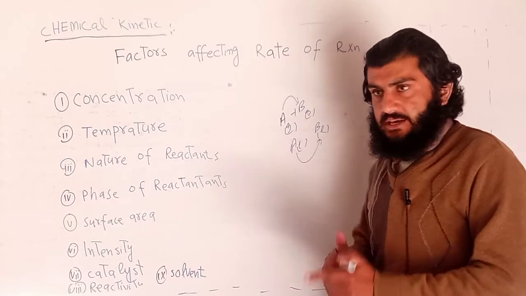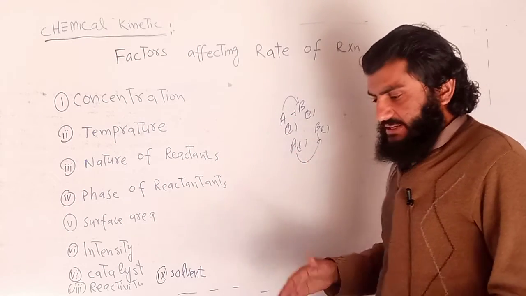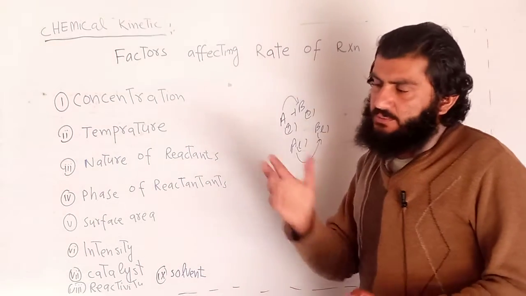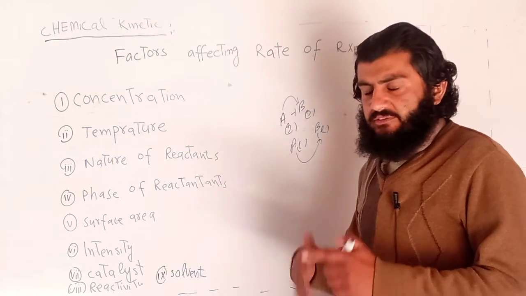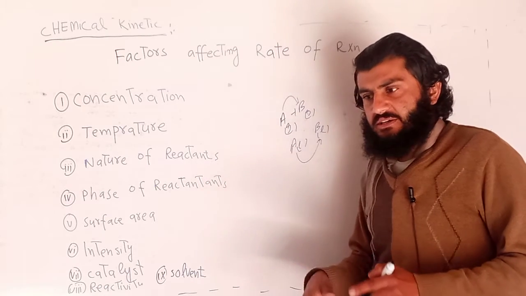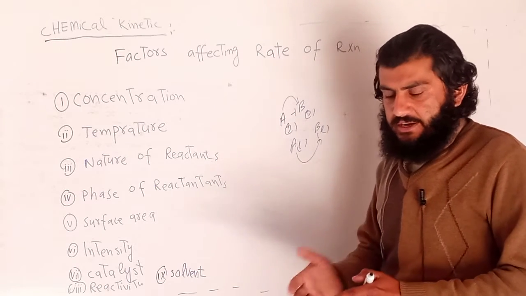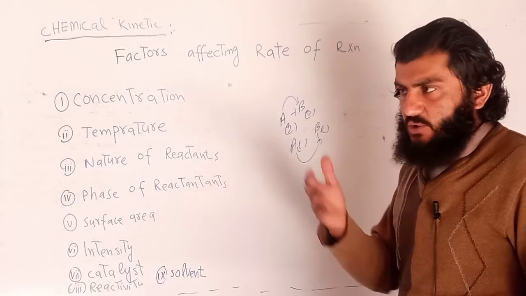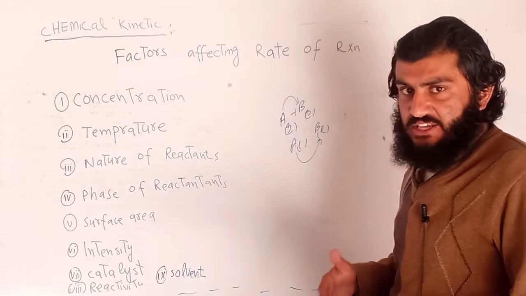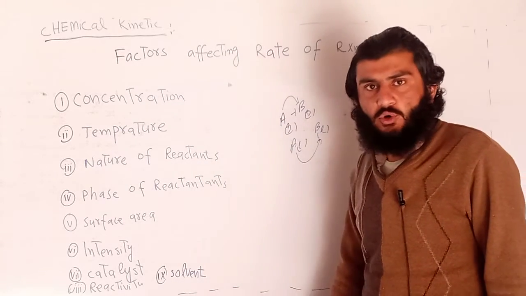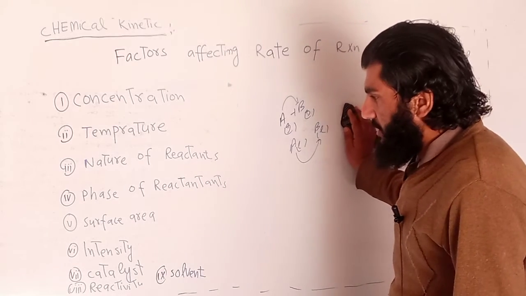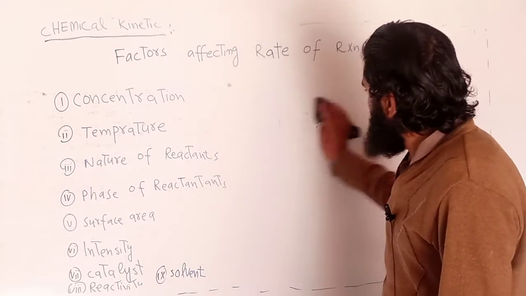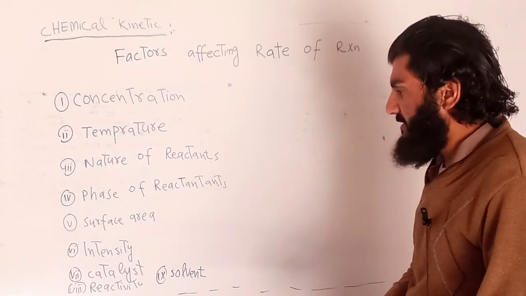If both the reactants are gases, the rate of reaction will be high. If both the reactants are liquid, the rate of reaction will be high. If one reactant is a solid and the other is a gas, or one is a gas and the other is a liquid, the rate of reaction will be low. So going ahead, note down all these factors.